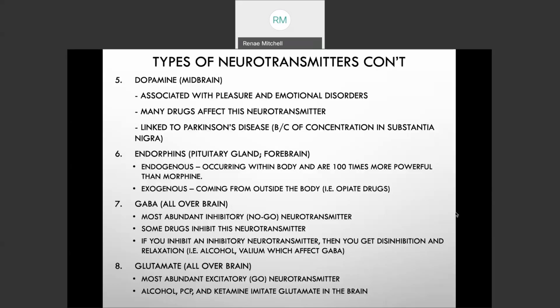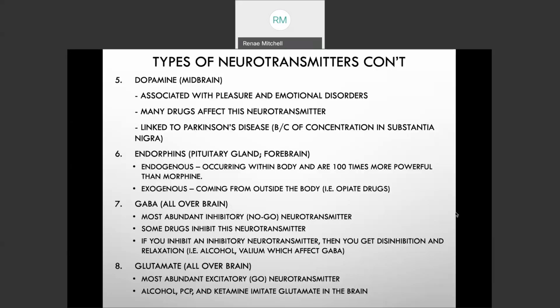And there are certain drugs that inhibit this neurotransmitter. So if you inhibit something that's inhibitory, you get a double negative. What happens is you stop the no-go signal from happening, and so you end up getting disinhibition and relaxation. So alcohol, Valium, these things kind of allow more free flowing of the neurotransmitter to occur.